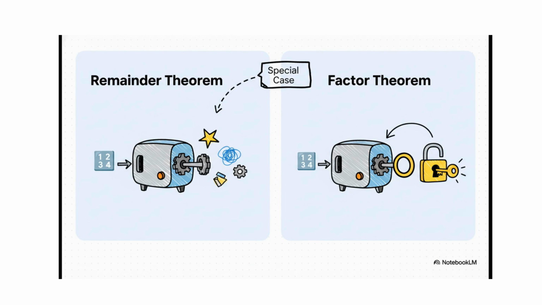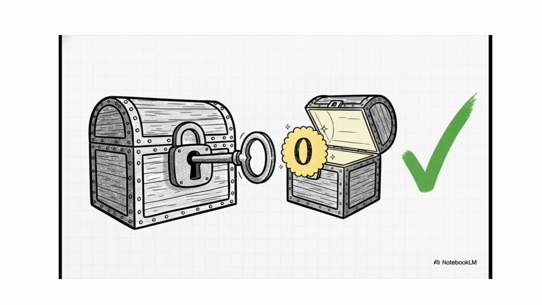So let's connect the dots here, because it's super simple. The factor theorem isn't some brand new idea, it's just a special case of the remainder theorem. The remainder theorem tells us the remainder is f of a. The factor theorem just says, hey, if that remainder happens to be 0, you've unlocked something awesome. You've found a factor.